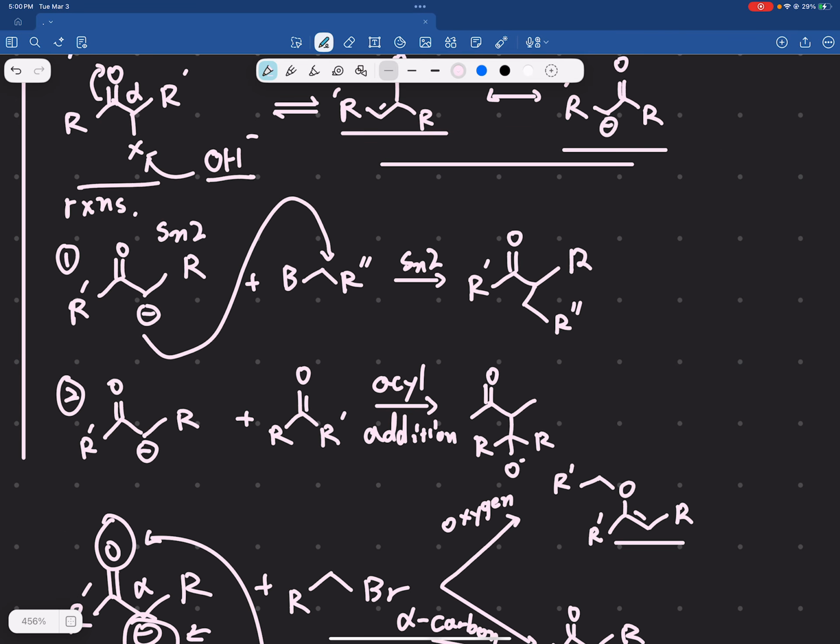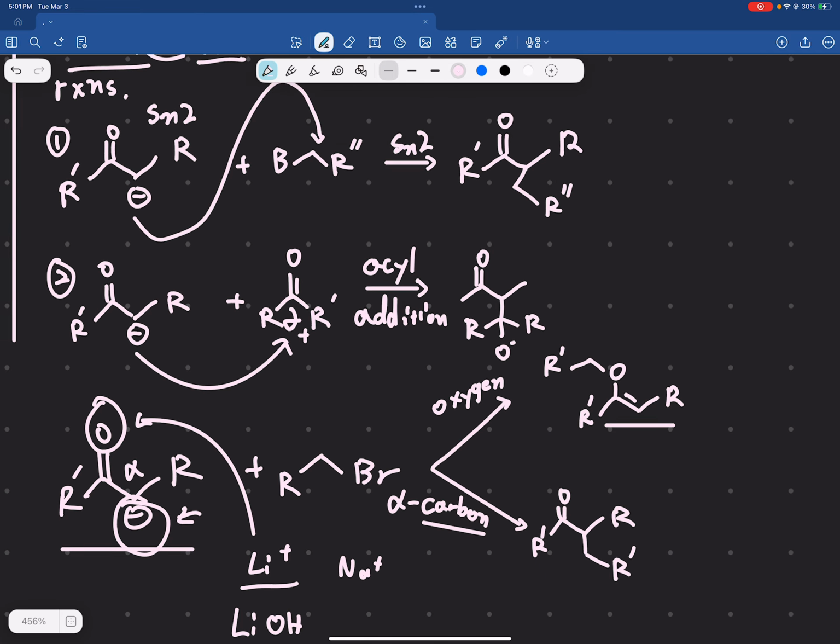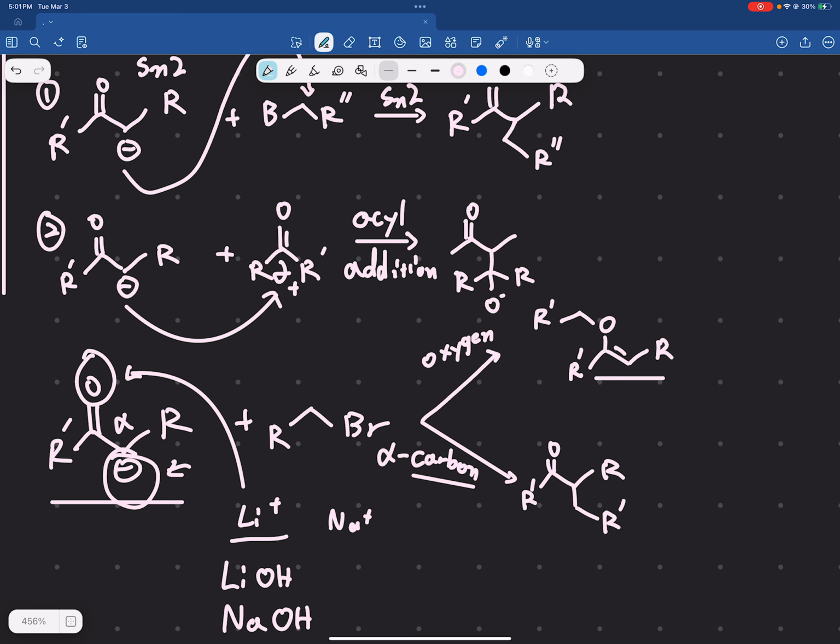After our enolate anion is formed, it either undergoes an SN2 reaction, so the nucleophile is going to go for the electrophile and attach to each other, or it goes through acyl addition, where the nucleophilic carbon is going to go for the electrophilic carbon and attach itself like that.